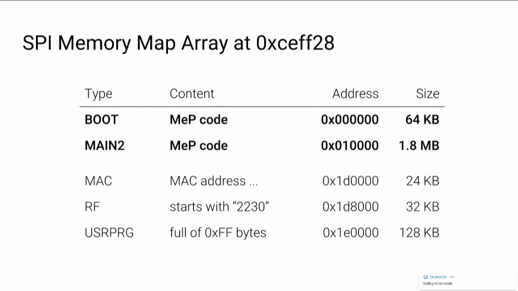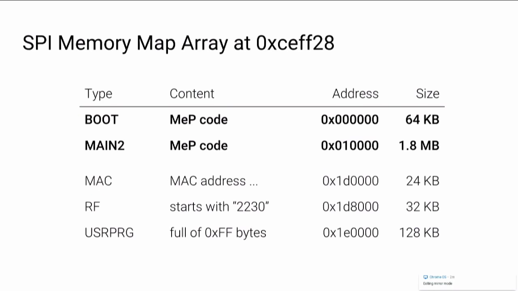Then I don't really know the content of the 3 other sections. MAC at least contains the MAC address of the card, and other binary information that I don't know what it is used for. RF contains a 2230 string as well as binary data. If you remember, 2238 is the name of the 802.11 RF transceiver. So it is likely that the binary part of RF is used to configure the 802.11 transceiver. And finally, user PRG is full of ones.